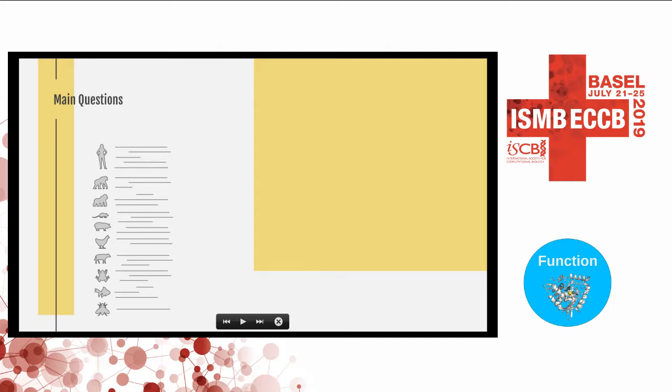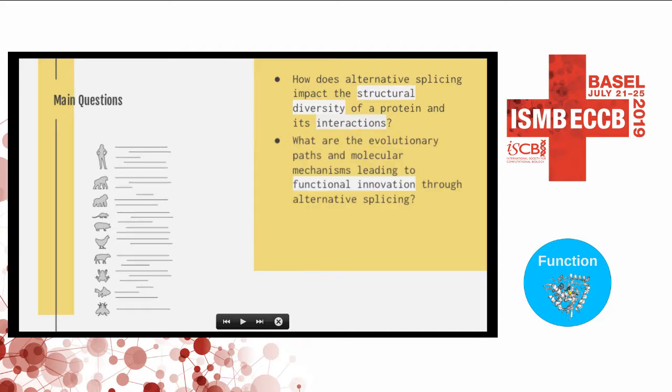So taking that input, we have several questions. How does alternative splicing impact protein structures, and how can this variation in the three-dimensional structure impact protein interactions? Also, we want to know how alternative splicing leads to functional innovation, and which are the minimal evolutionary units of the alternative splicing evolution event.